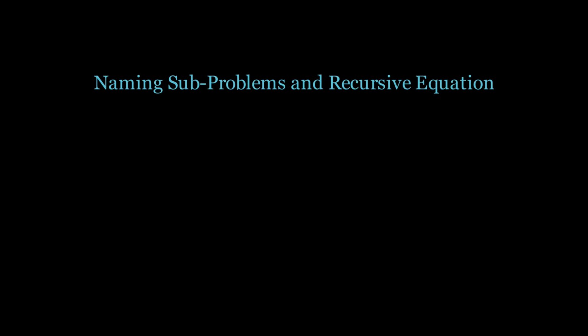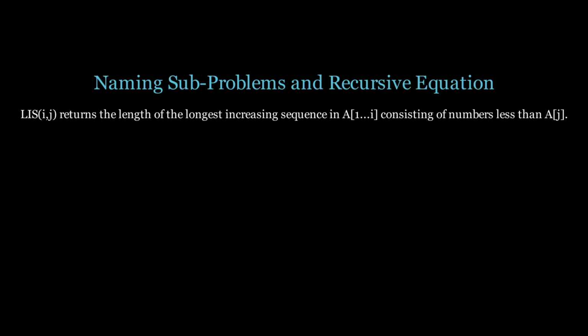Now we will see how we can remove all recursive calls by memoizing and evaluating in good order. We will soon understand what I mean by good order, and this is where dynamic programming comes into play. Let's define the problem again in a manner that will facilitate memoization. Let LIS of i and j return the length of the longest increasing subsequence in A from 1 to i, consisting of numbers less than A of j.